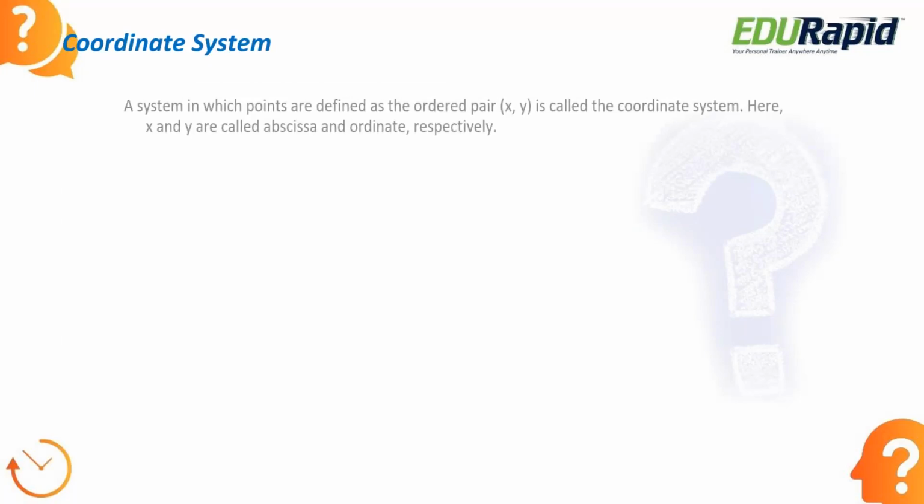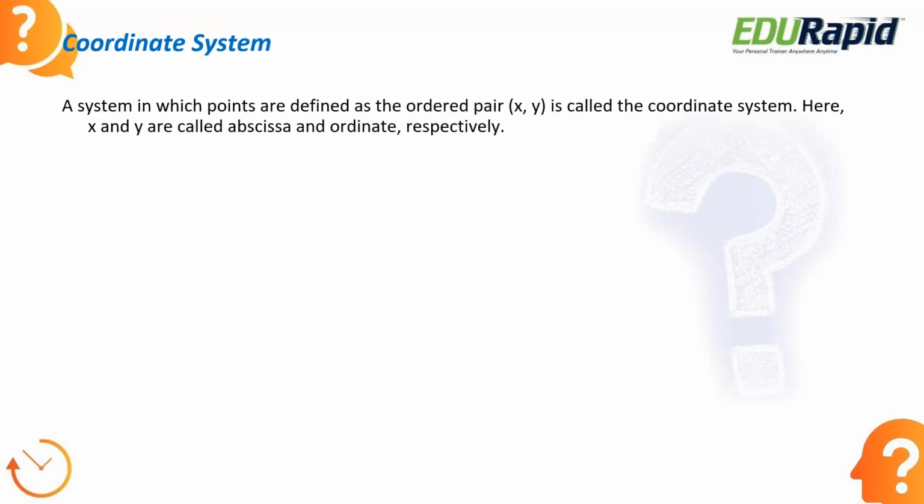First, let us see what is coordinate system. A system in which points are defined as an ordered pair. You already know what ordered pair is. In the very first topic, we have covered this ordered pair. X, y is called the coordinate system. Here, X is called the abscissa and Y is called the ordinate. X always falls on the X axis and Y, the ordinate, on the Y axis.